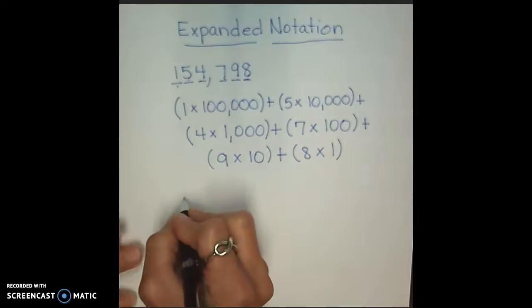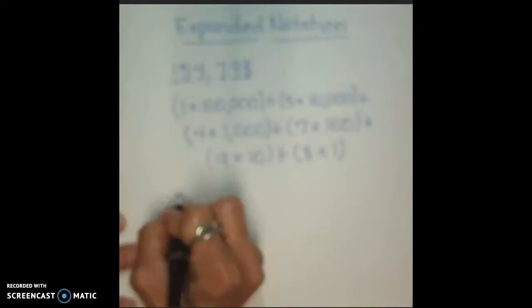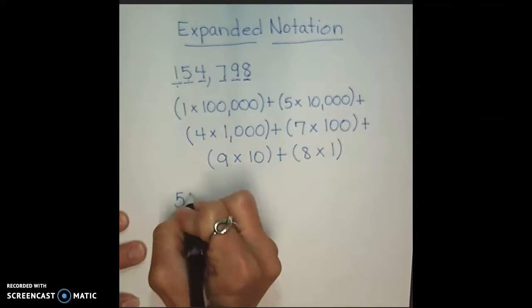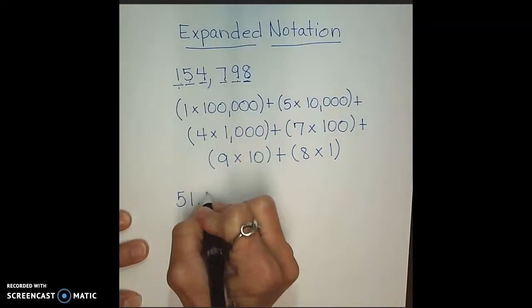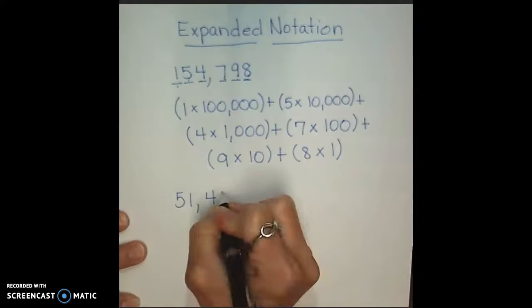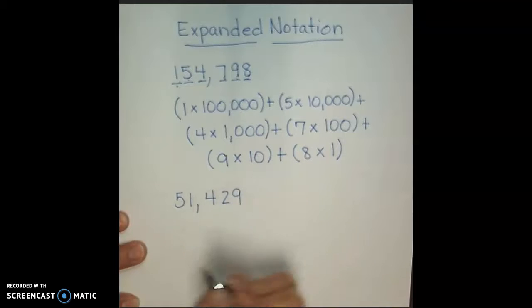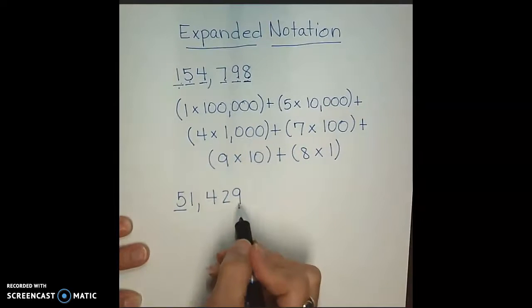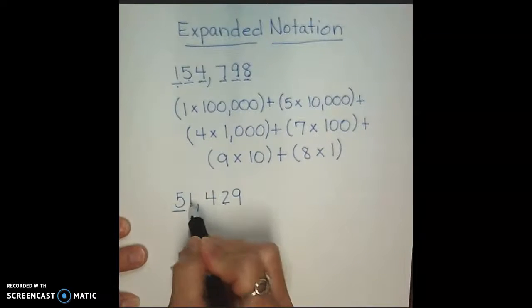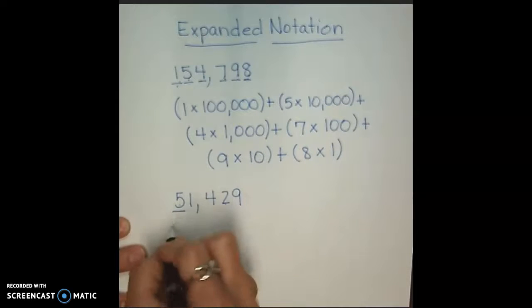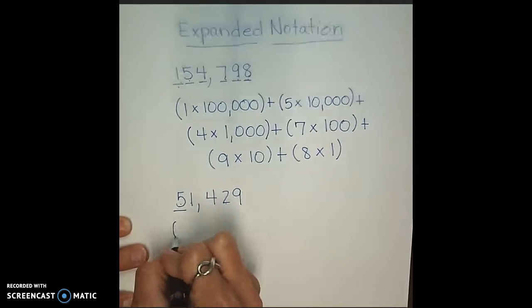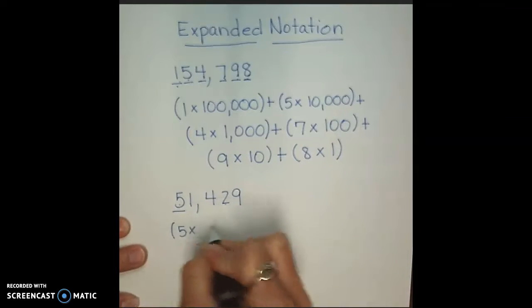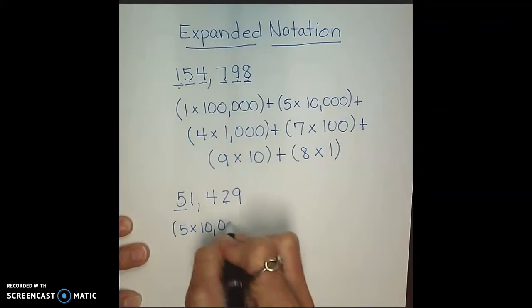Another example. 51,429. I'm going to do the same thing. I'm going to start in the greatest place first. I go ones, tens, hundreds, thousands, 10,000s. So I know I have 5 groups of 10,000.